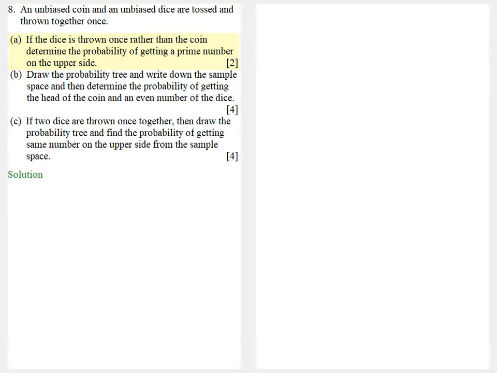Well, to solve this, first of all, a dice has 6 faces. On it, the prime numbers are 2, 3 and 5. So that means there are 3 faces with prime numbers out of a total of 6. So the probability of getting a prime number is 3 out of 6. Well, that cancels down. The probability of getting a prime number is a half.